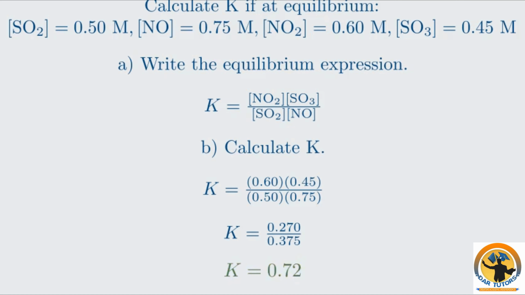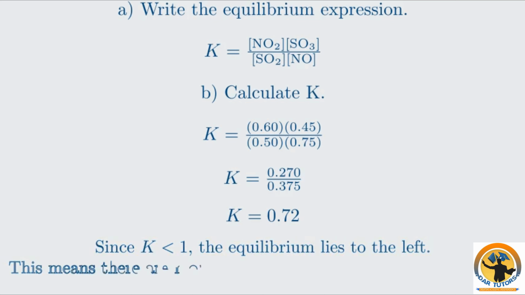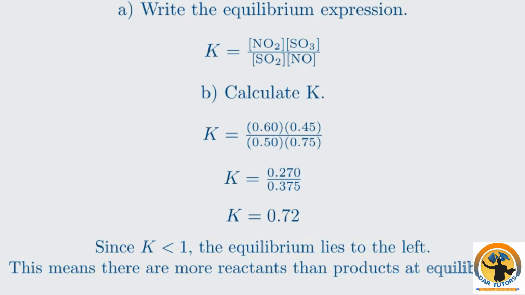Based on this value of K, let's reflect for a moment. Since K is less than 1, what does that tell us about the position of equilibrium for this reaction? It means that at equilibrium, the mixture will contain more reactants than products. The equilibrium lies to the left.